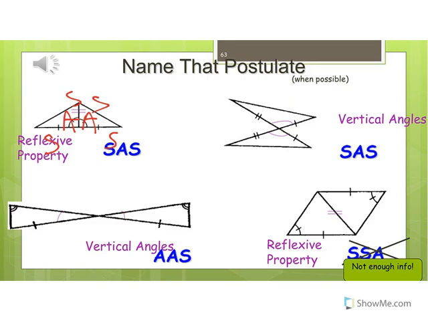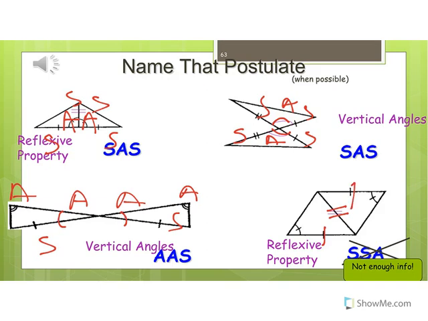Okay. So here we have our vertical angles are congruent. So then it will be side, angle, side, and side, angle, side. And similar here, the vertical angles are congruent, so we have angle, angle, and side. Angle, angle, and side. And here, the last one is reflexive, and these two are congruent, and these two sides are congruent, and these angles are congruent. So it should be side, side, angle.